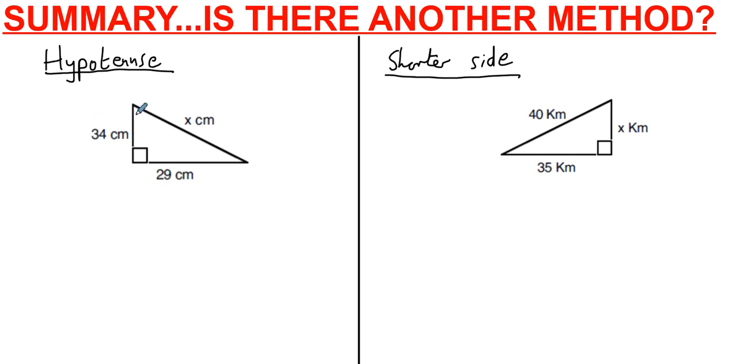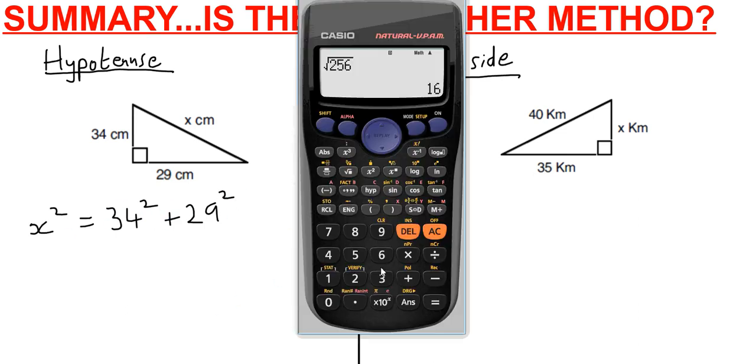And so what we do here is we'd think that the small square plus the other small square equals x squared. And so if I just write x squared first, x squared will be 34 squared plus 29 squared. So we could work this out separately and that out separately, add them together and then square root. So let's have a look at that.